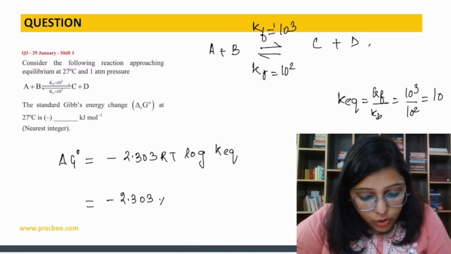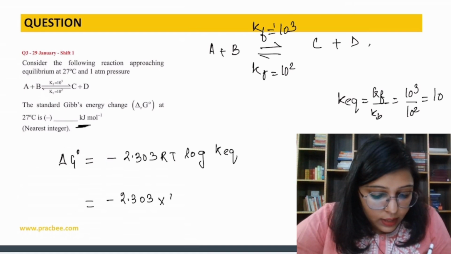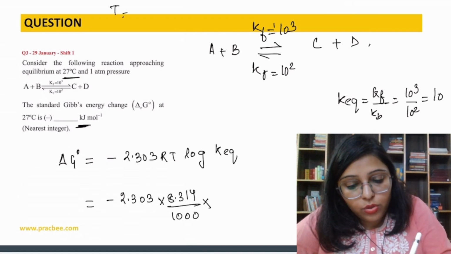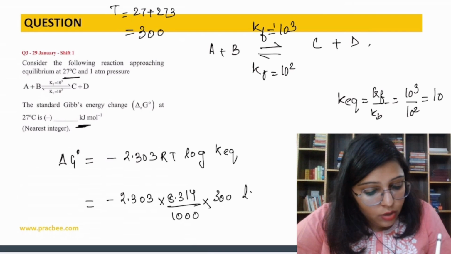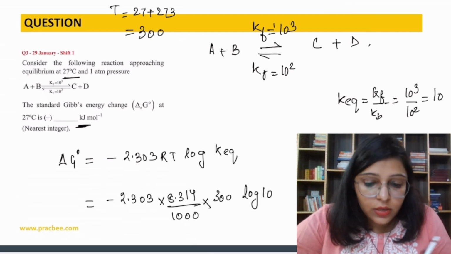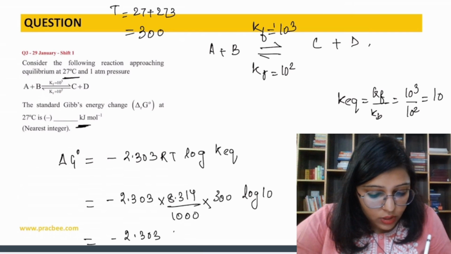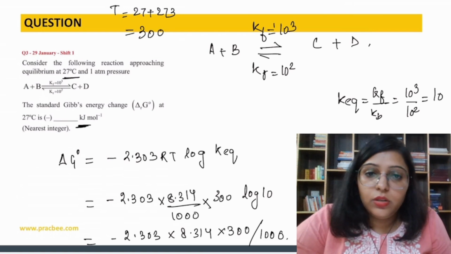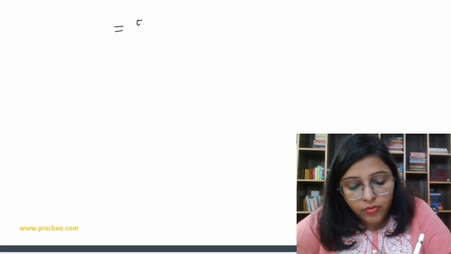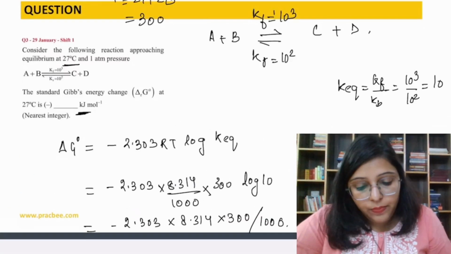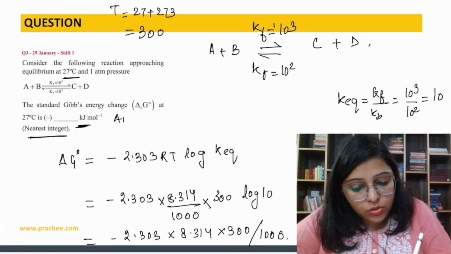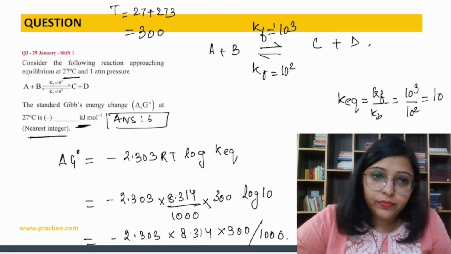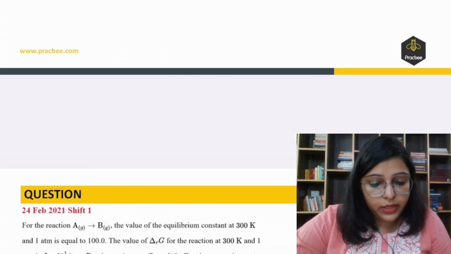So we get minus 2.303 into R. If I want to find it in kilojoule, we write 8.314 divided by 1000. Temperature is 27, so 27 plus 273, 300. So 300 and log 10. Log 10 is equal to 1. So we have to solve 2.303 into 8.314 into 300 divided by 1000. On solving we get 5.744. We have to report in the nearest integer, so the answer is going to be 6. That's it. Now next question.